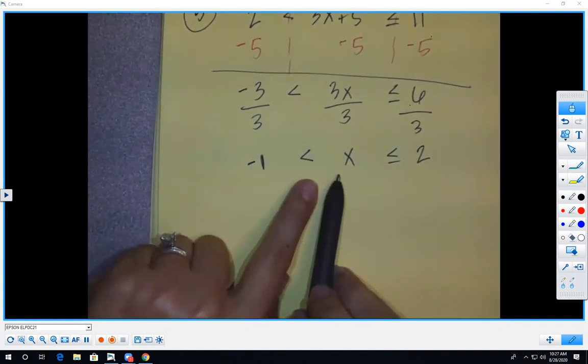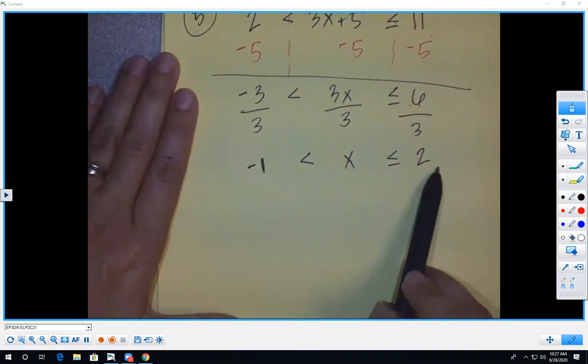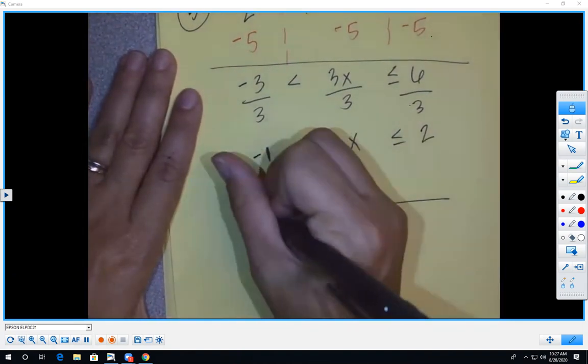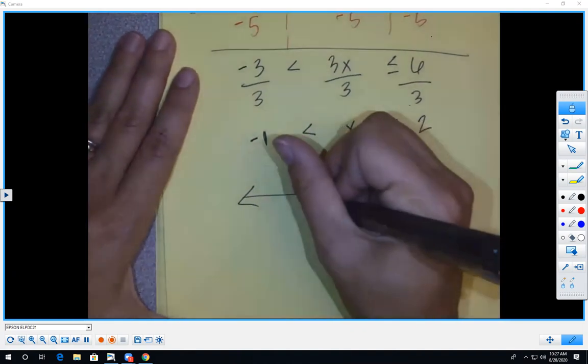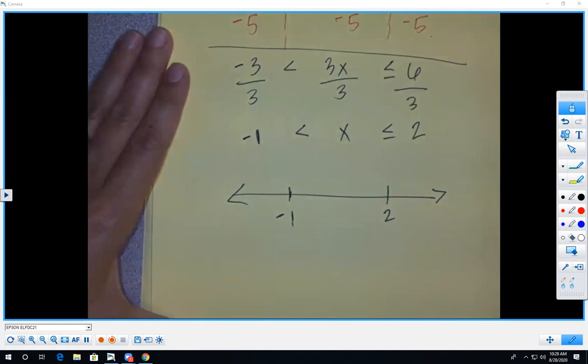So when I go to graph this, you read it as -1 less than x less than or equal to 2. When you go to graph this though, this tells you the 2 different sides of your number line. I have -1 over here. I have the 2 over here. Not your equation, your number line.